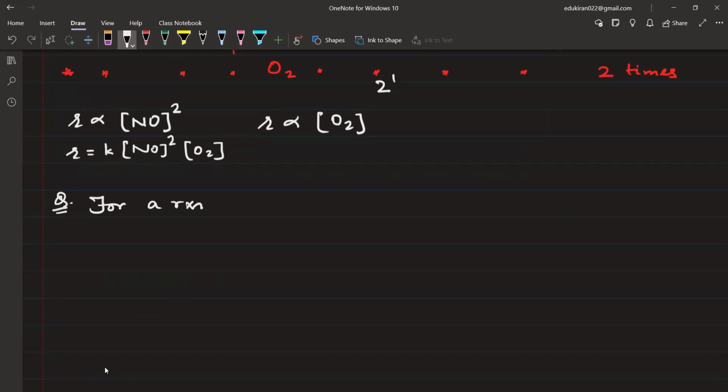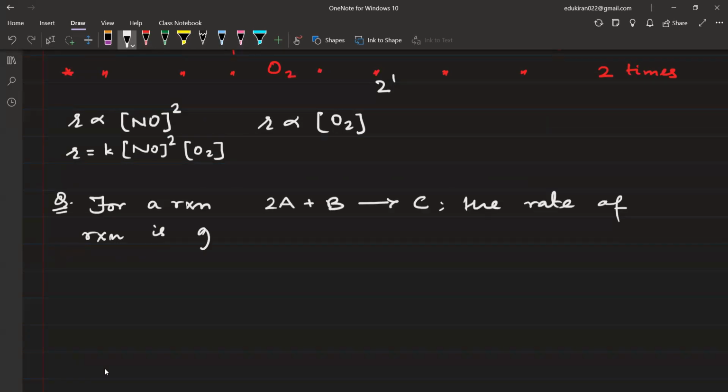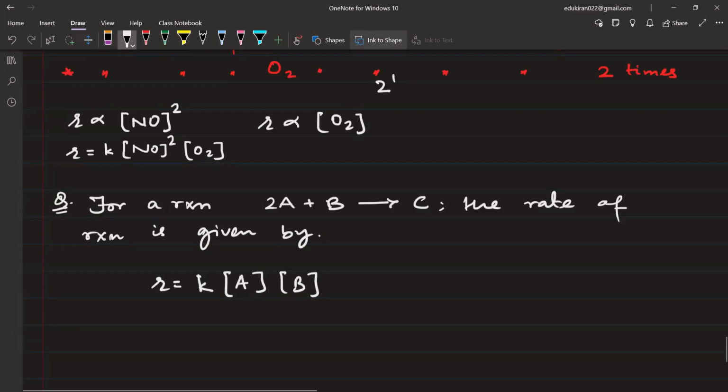For a reaction, 2A plus B giving C, the rate of reaction is given by rate is equal to the rate constant K, concentration of A multiplied by concentration of B. Hai na, experimentally humlog ko ye determine kiya gaya humne, theek hai? Got this? Yes or no? Please tell me. Yes, sir. Theek hai?